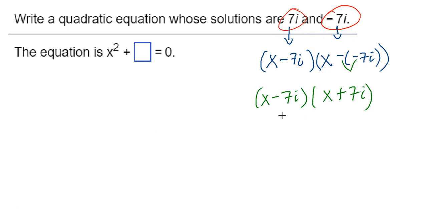So I will go ahead and multiply this out. I will FOIL. X times x is going to give me x squared. X times 7i will be positive 7ix.